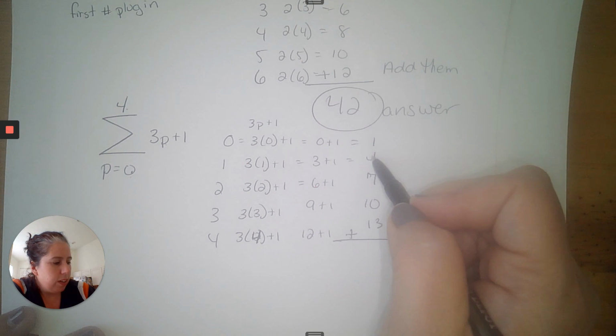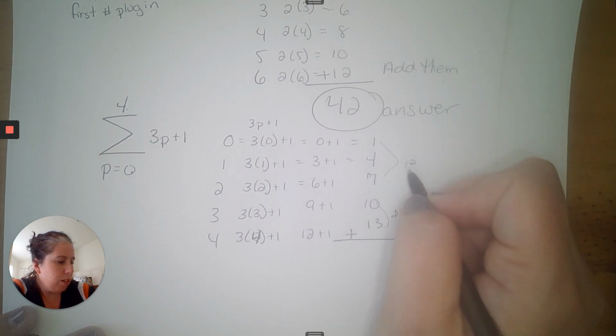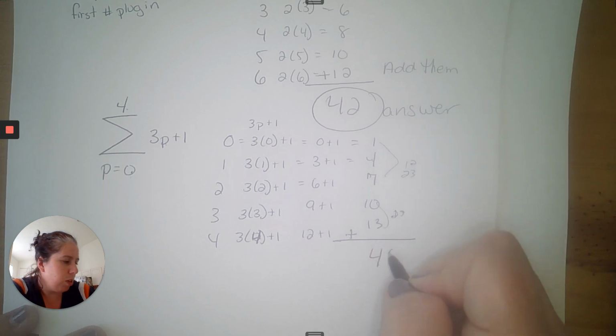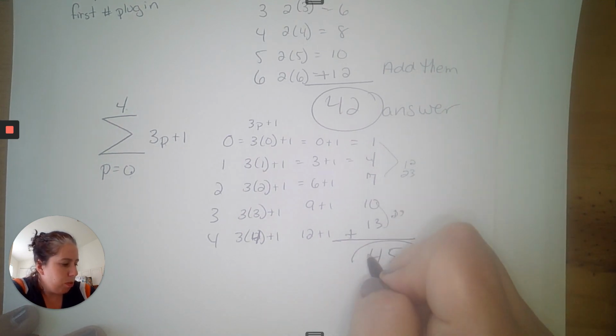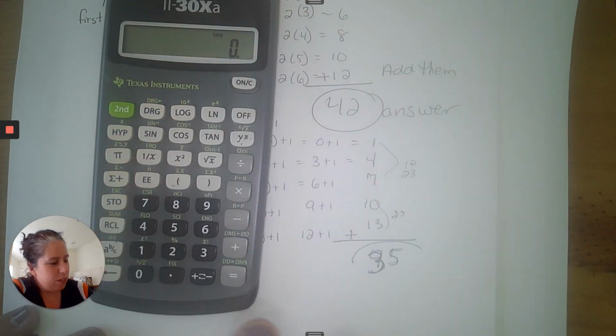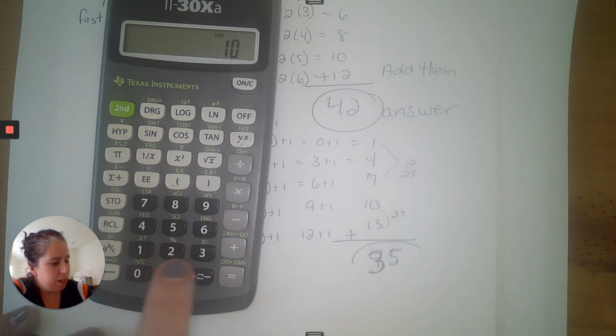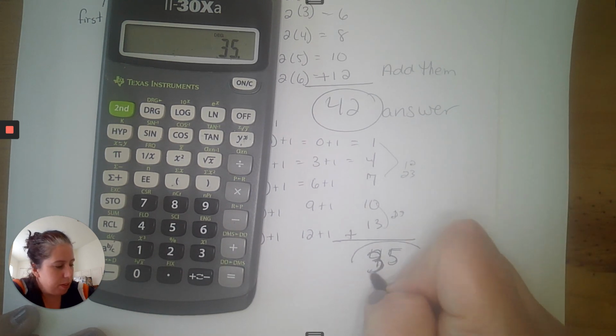So that's 7, that's 11, guys, that's 12, that's 23, so 12 and 23, your answer should be, nope, 35, okay? So 1 plus 4 plus 7 plus 10 plus 13 is 35, okay?